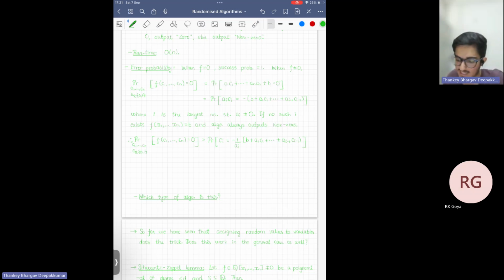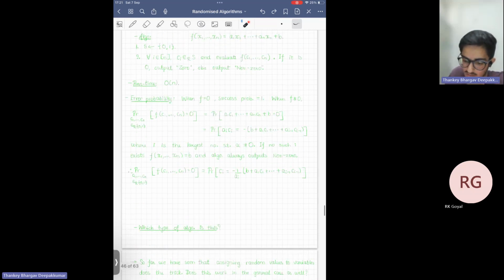So what I can do is write 1 over AI, right? This makes sense. AI cannot be 0 because AI is in the denominator. Now let's perform this thought experiment. I is the last number such that AI is non-zero, right? So now over here, let us suppose that I first pick C1, then C2, then C3, and so on.